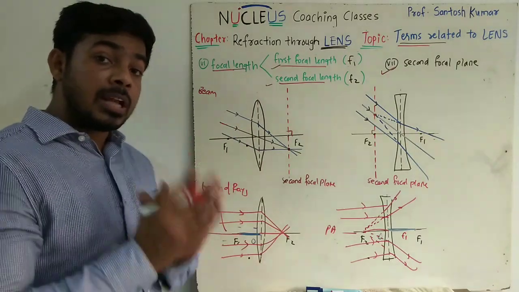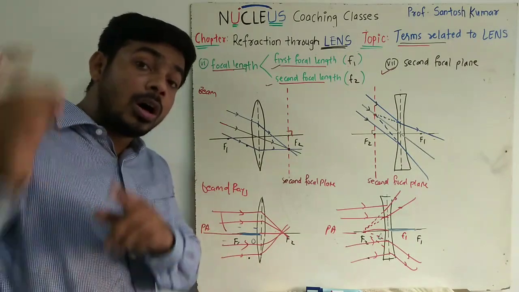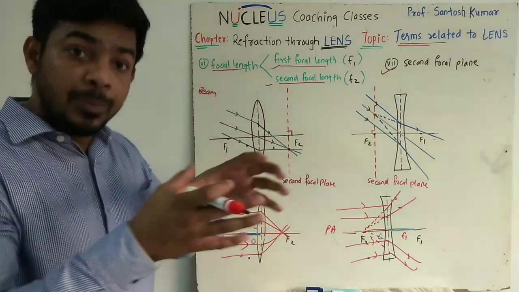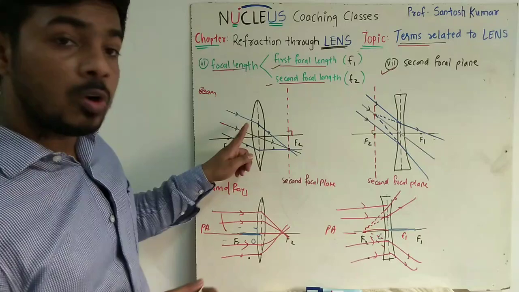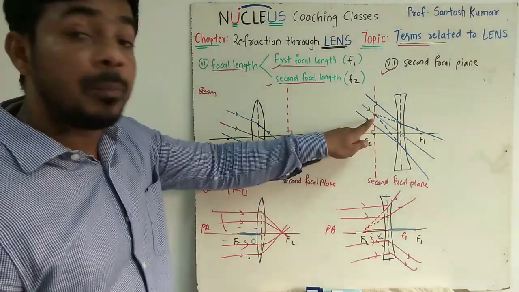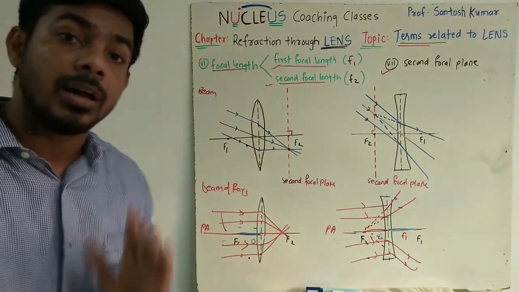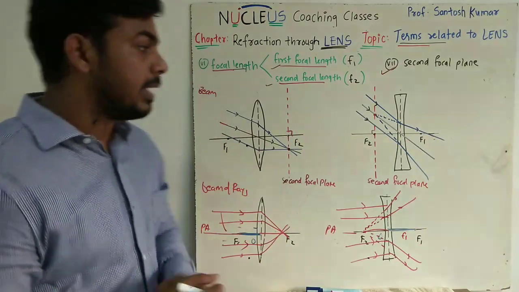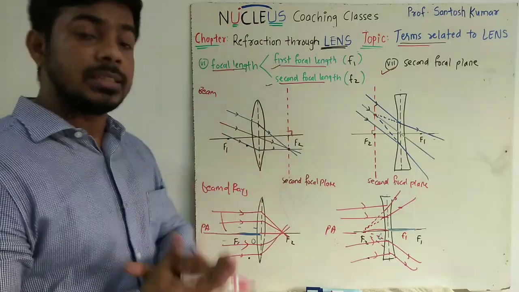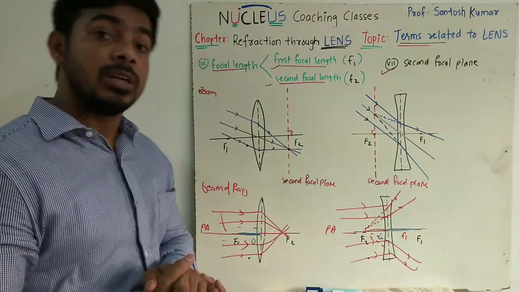So if a ray traveling parallel to the principal axis, after refraction, will meet or appear to be diverging from a point on the principal axis. If a beam of rays after refraction through a convex lens will meet at a point, and after refraction through a concave lens will appear to diverge from a point, remember that point will lie on a plane perpendicular to the principal axis passing through the second principal focus f2. This is the difference between the second focal plane and the second principal focus f2.